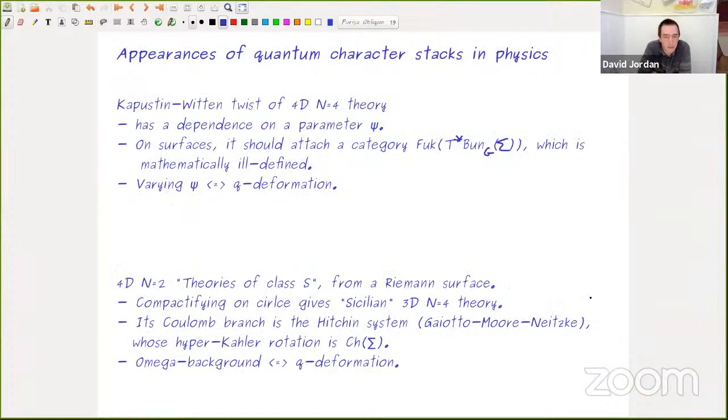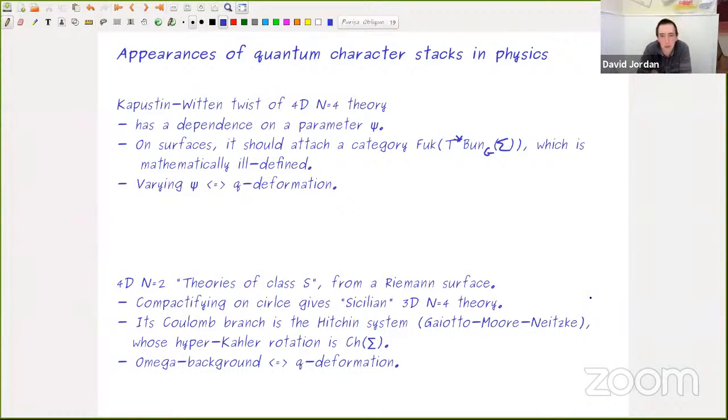So this is a physics colloquium, so I should mention that character stacks and their quantizations definitely play an important role in some physical theories. Now, I should say I'm not a physicist, so this is my olive branch, if you will. So apologies if I make any errors.